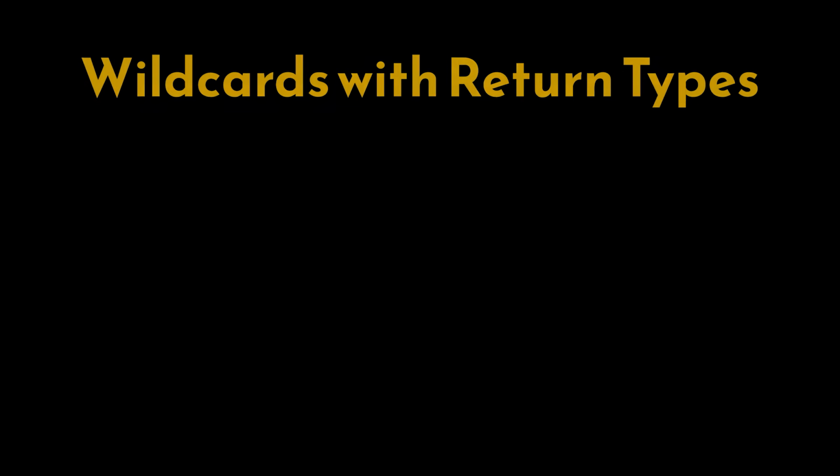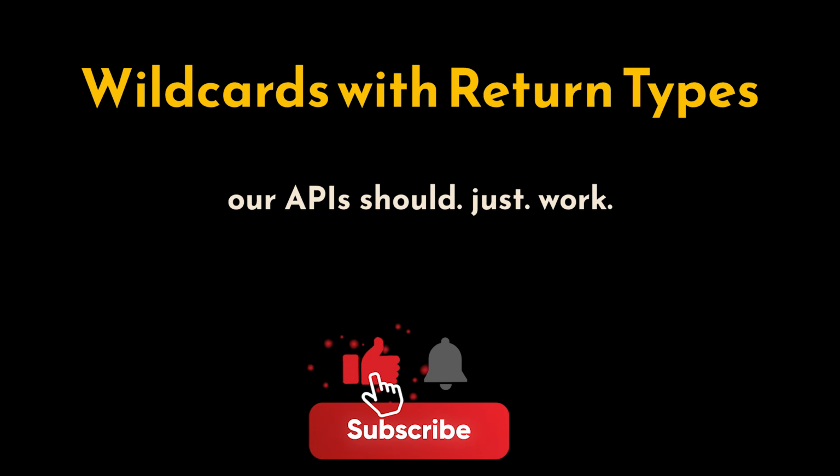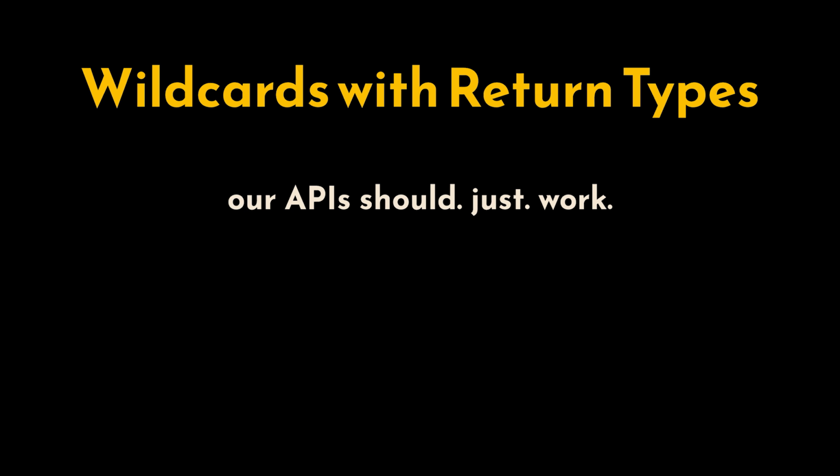Okay, the last thing I want to talk about are return types. Notice that in all of the examples we gave, bounded wildcards were only being used as method parameters, never as method outputs. Why is that? Well, why do we use wildcards? We use them to make our APIs and methods more flexible. Our methods should just work.